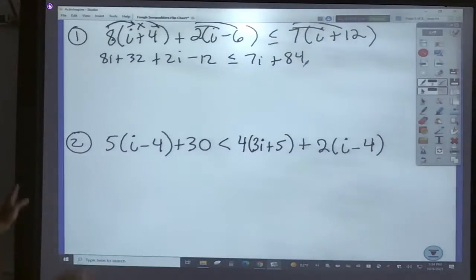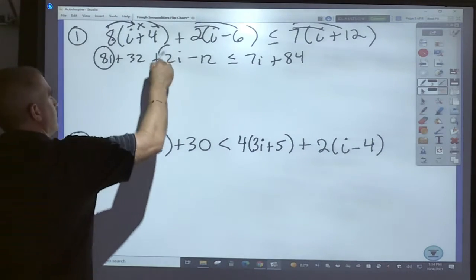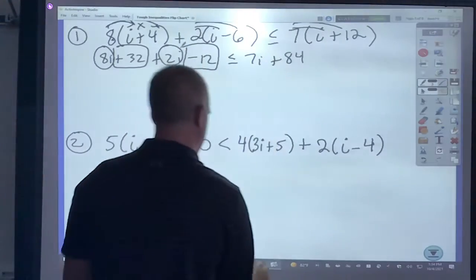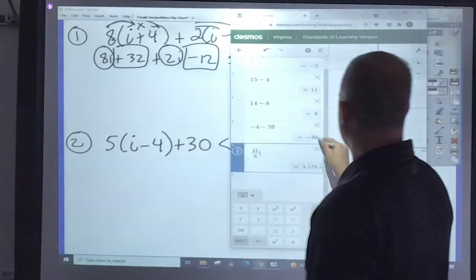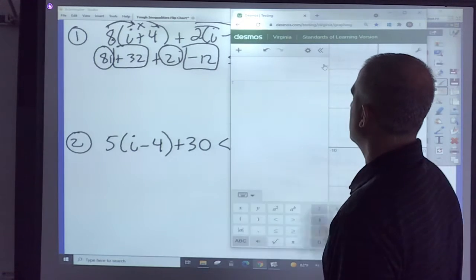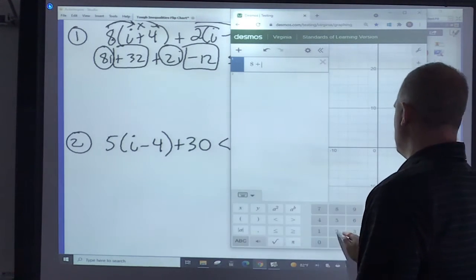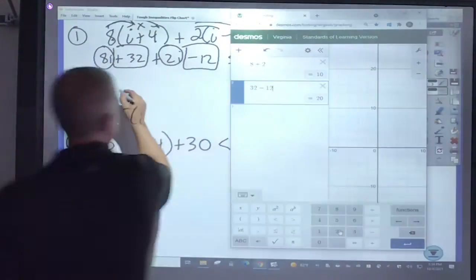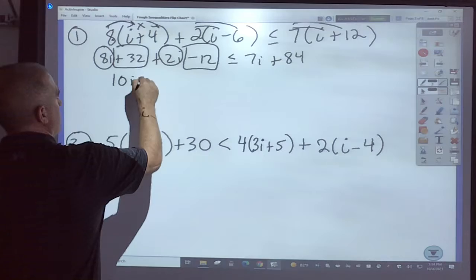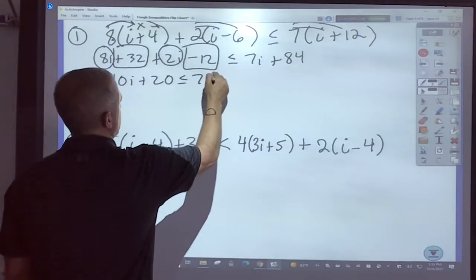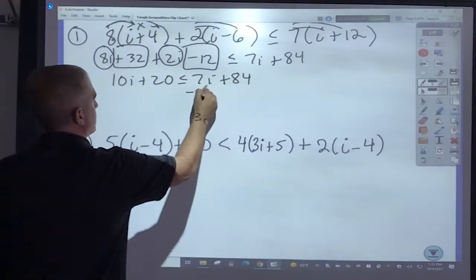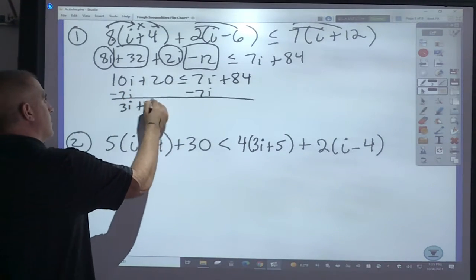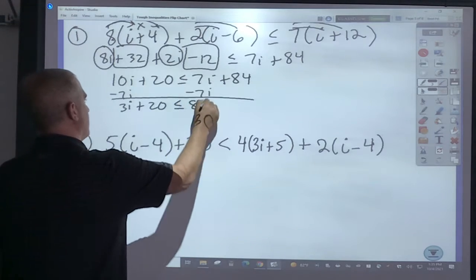Okay, let's look at like terms. I got this and this, this and this. Okay? No like terms over there. I am good. So I want to go 8 plus 2 and 32 minus 12. So I got 10i plus 20, less than or equal to 7i plus 84. Subtract 7i, subtract 7i, 3i plus 20, less than or equal to 84.